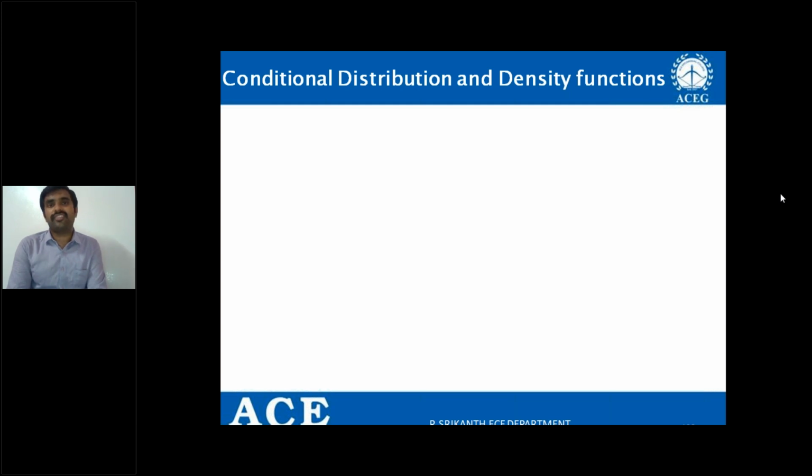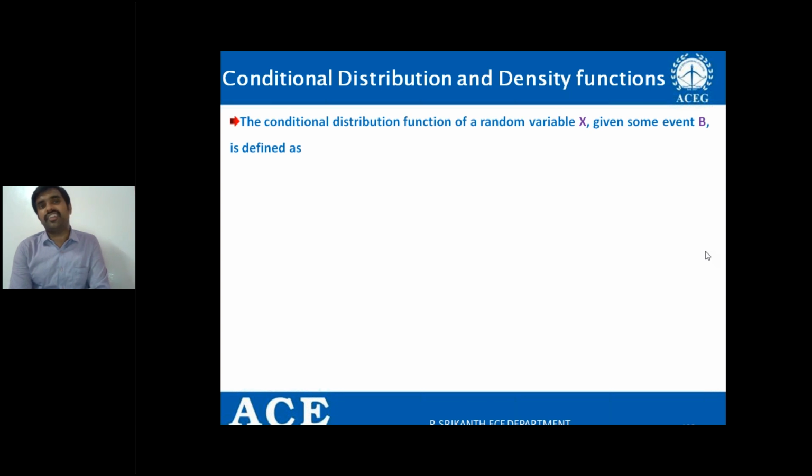But the only difference is, in the first chapter we applied the conditioning by using an event defined by using the same random variable, but here that event is defined by using a different random variable. So let us see how to define it.